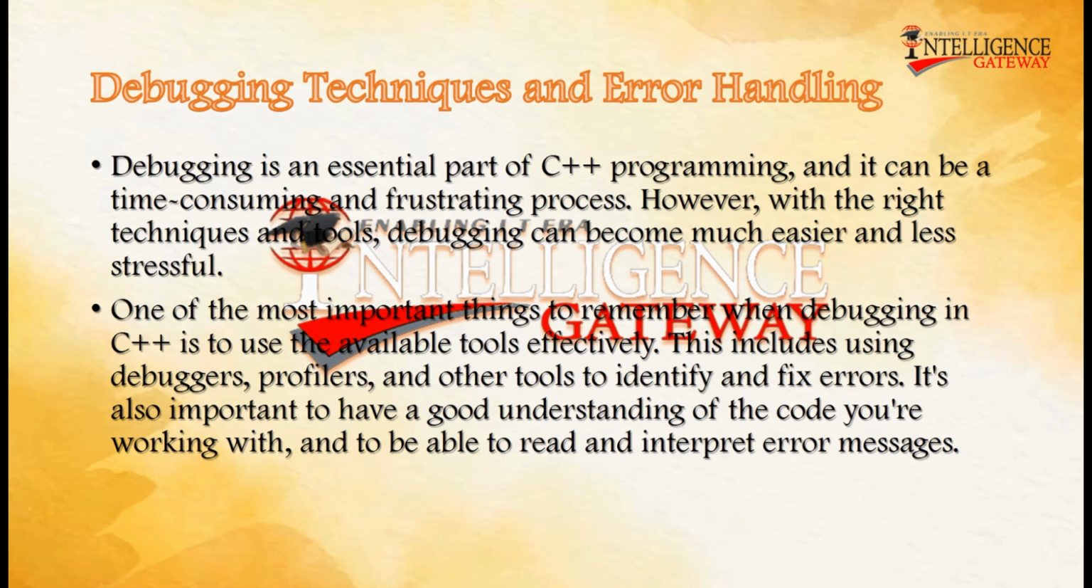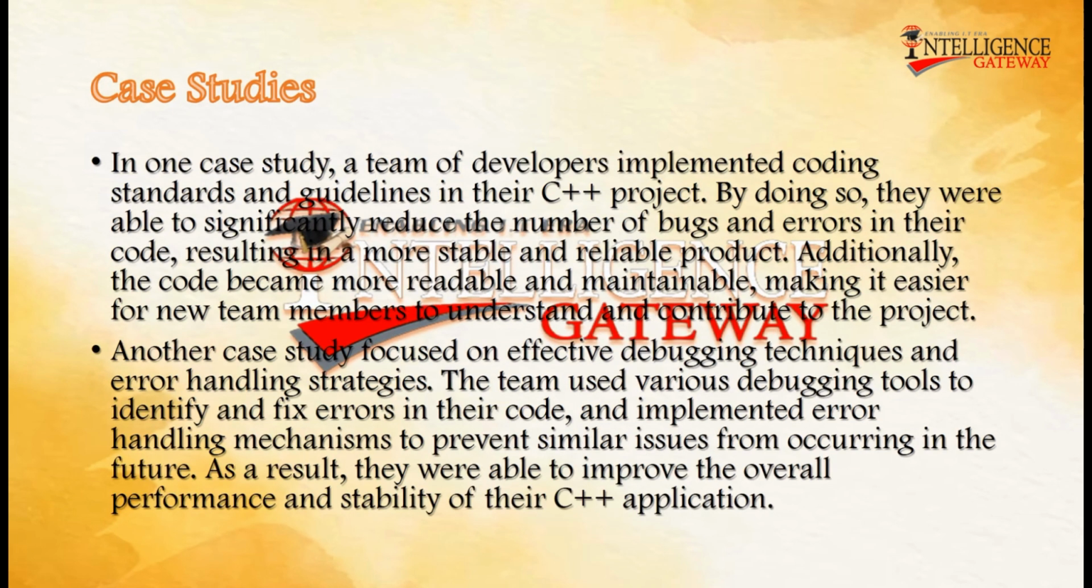It's also important to have a good understanding of the code you're working with, and to be able to read and interpret error messages. Case studies. In one case study, a team of developers implemented coding standards and guidelines in their C++ project. By doing so, they were able to significantly reduce the number of bugs and errors in their code, resulting in a more stable and reliable product. Additionally, the code became more readable and maintainable, making it easier for new team members to understand and contribute to the project.